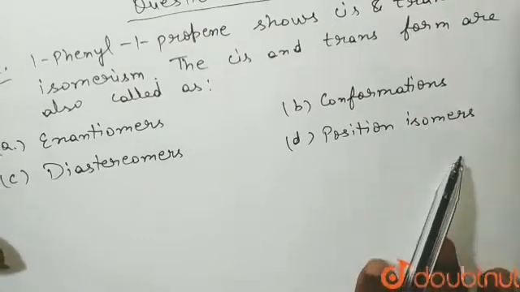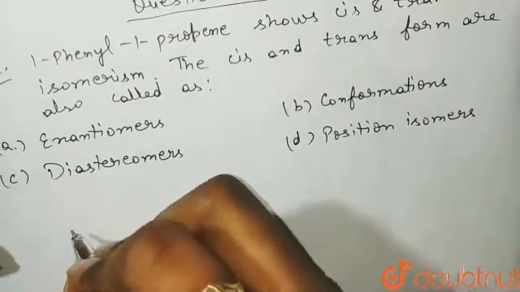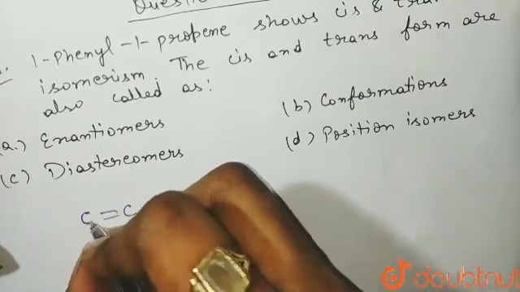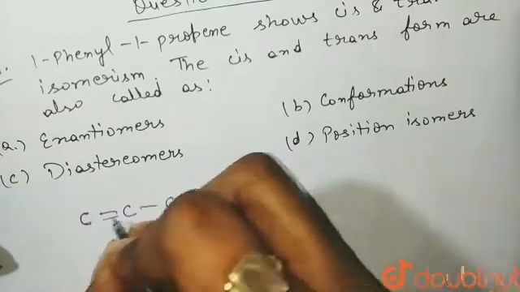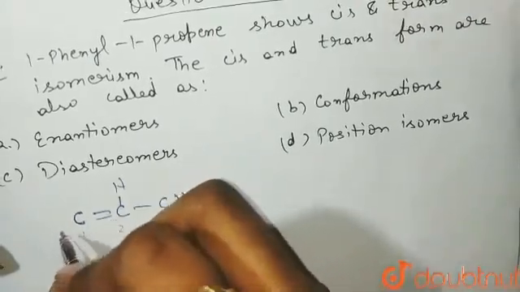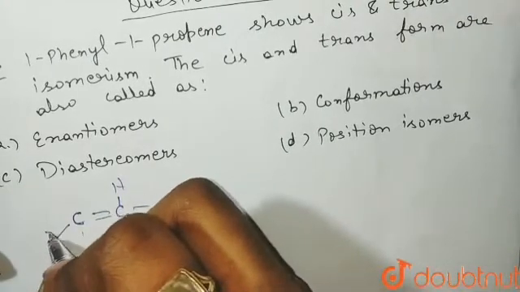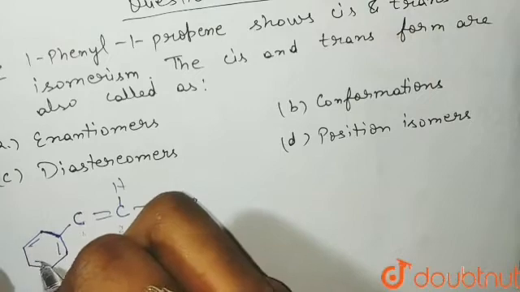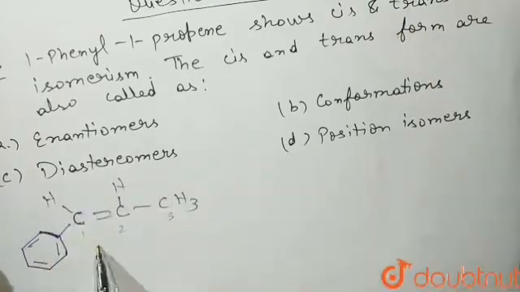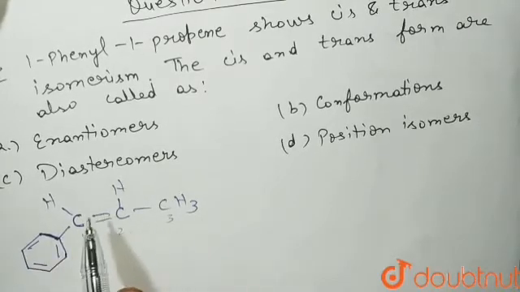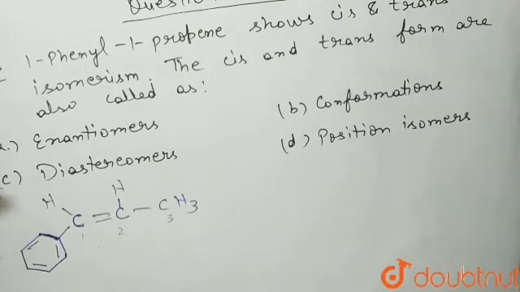So let's see. Our 1-phenyl 1-propene structure is like this. If this is carbon 1, 2 and 3, then to carbon number 1 only, a phenyl group is attached. This is a phenyl group. Another is hydrogen, and this double bond, CH and CH3. So this is our 1-phenyl 1-propene. 1-propene means at one carbon we have a double bond. So this is the structure of 1-phenyl 1-propene.